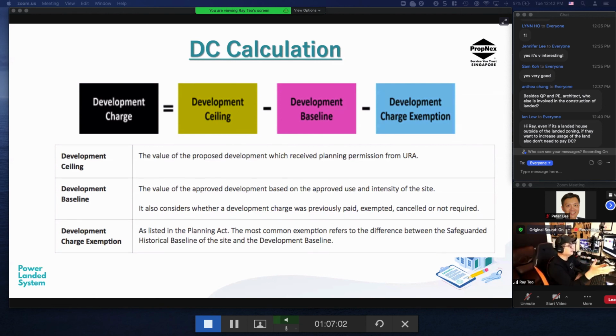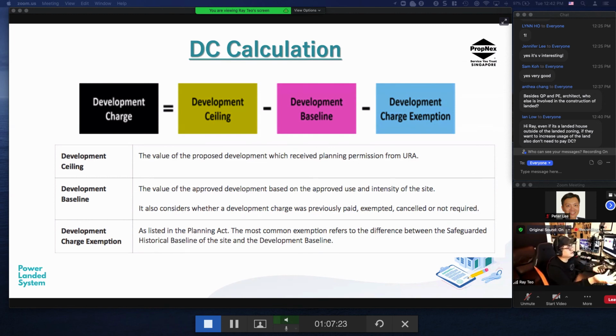Built up is built in plus a lot of other things, like swimming pool size. Your swimming pool size is added into built up. So sometimes when you go to see a landed house, the developer tells you, okay, this one is 6,000 built up. Just look at the house, feel like only 4,000 over square feet. How come 6,000 built up?